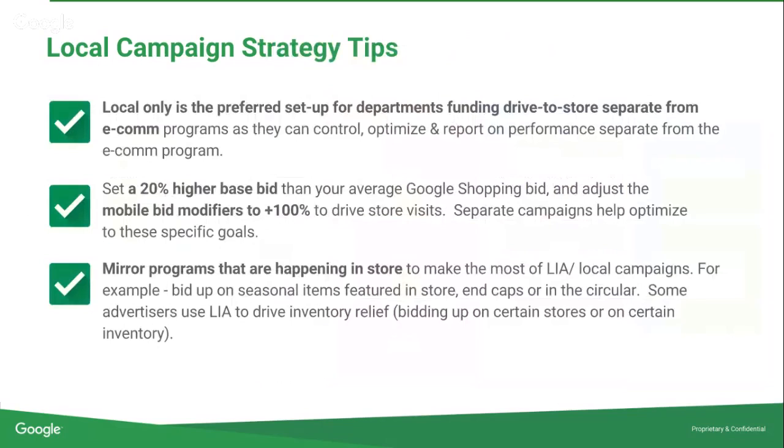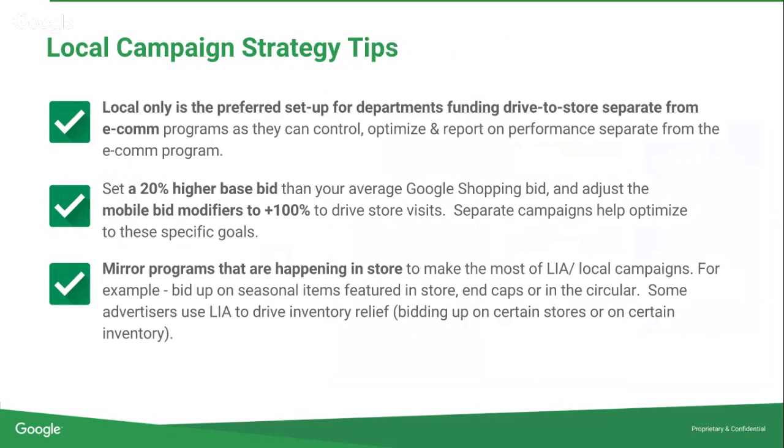Okay, so for our strategy tips, again, local only is the preferred setup for departments funding drive to store separate from e-com, as this lets you really control, optimize, and report on performance separately from your e-com program. The thing you have to think about with your local strategy is it is different than your online strategy, and it requires a very different approach to bidding. So we actually recommend you set a 20% higher base bid than your average Google Shopping bid and adjust the mobile bid modifiers to plus 100% to drive store visits.